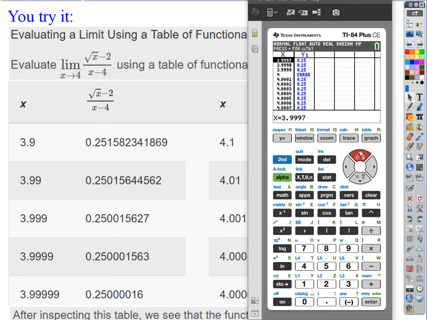Now we can scoot up. That's pretty cool. It says error, right? But what do you notice? If we go out to 4 places, these all round to 0.25. We have to go a long ways probably before it doesn't say 0.25.